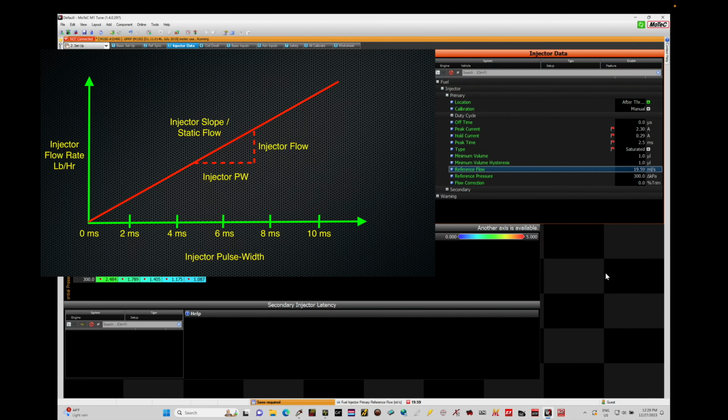Now in terms of injector language and programming, that's going to be known as our injector slope. What this is going to do is translate the reference flow pressure into an injector pulse width when we're requesting a certain amount of fuel mass at any given time. So again, we know our air mass, we know our target air.